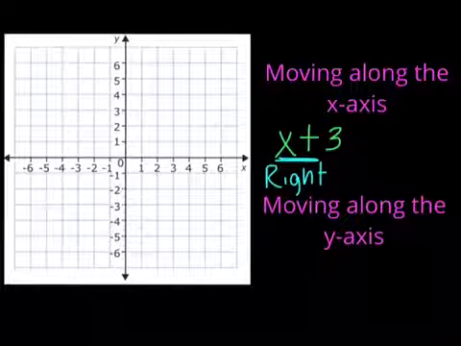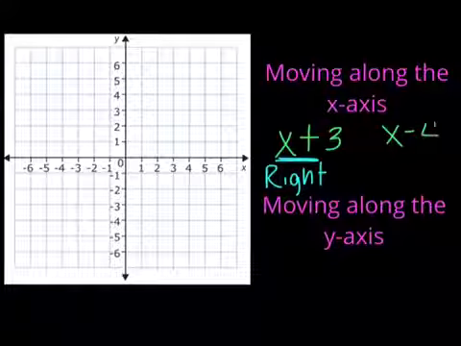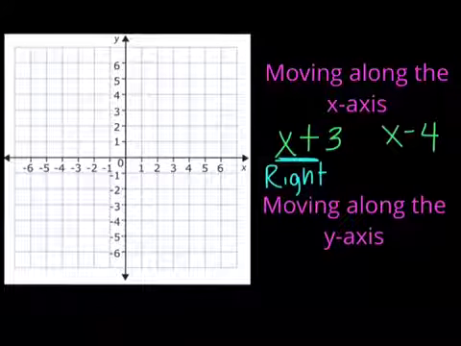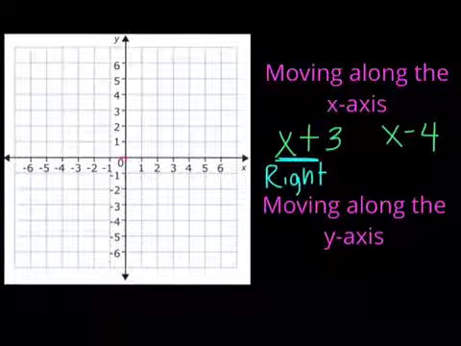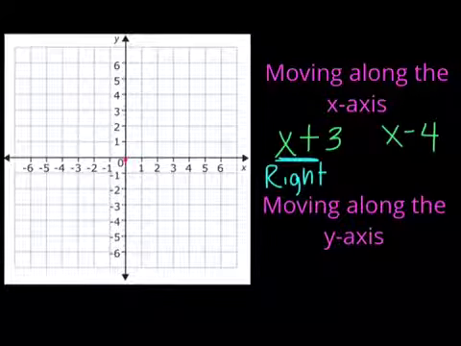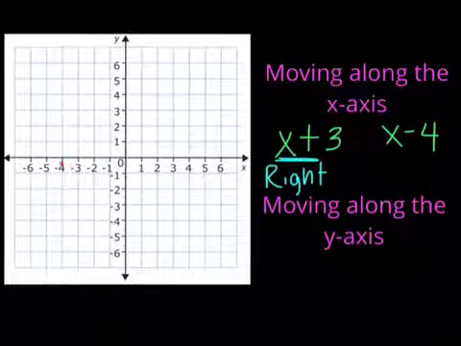What if we have x minus 4, okay? So I go back to 0, we're chilling right here at 0, and I'm going to go minus 4. So let's go back to our math. 0 minus 4 is negative 4.